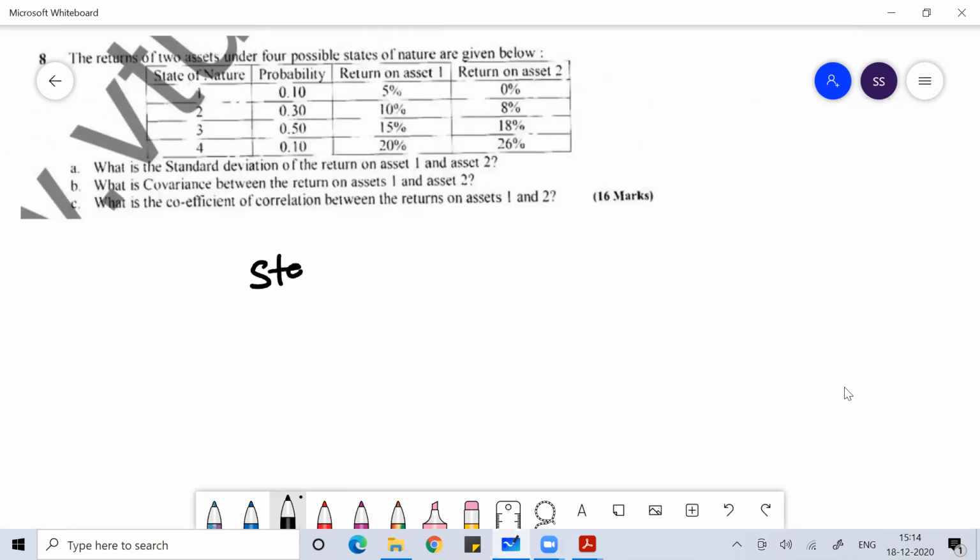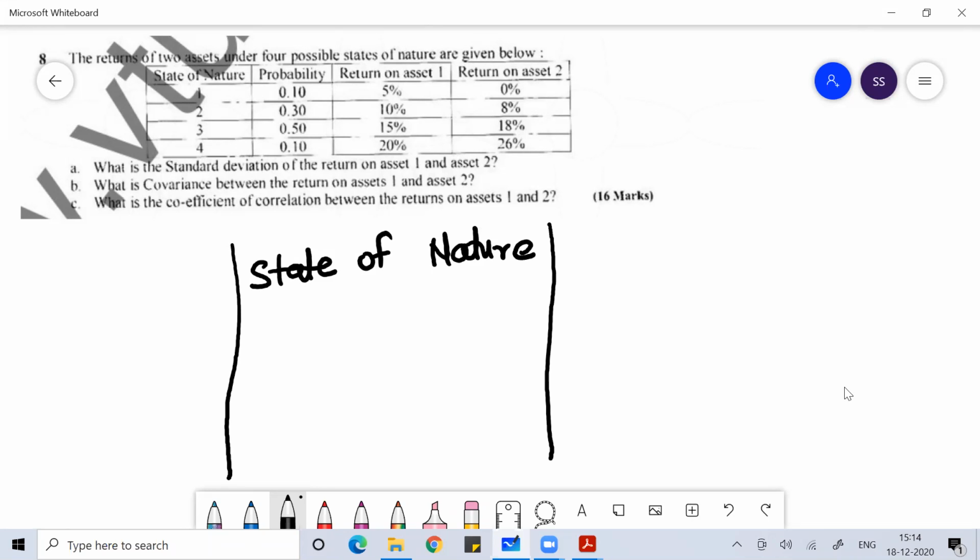So the state of nature. Ranjita, I'm assuming you're writing everything very clearly. So you need to take photo.